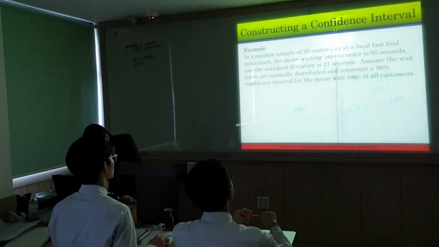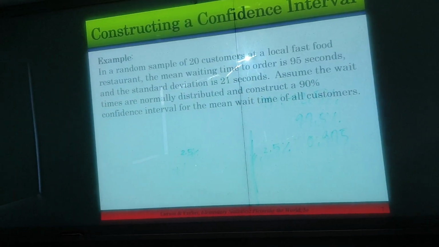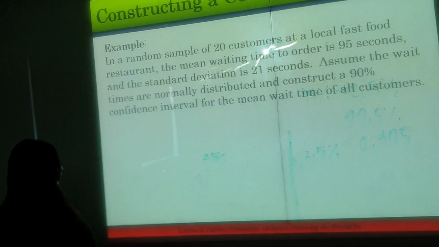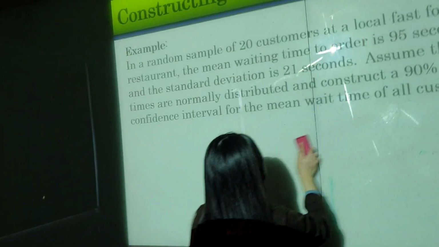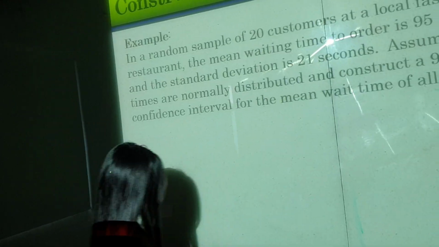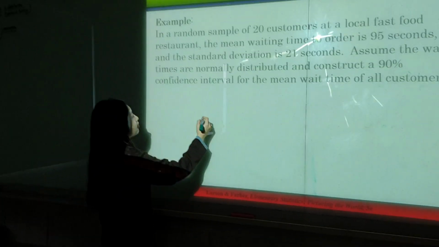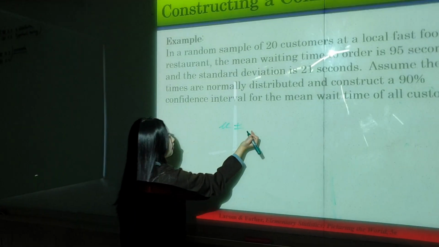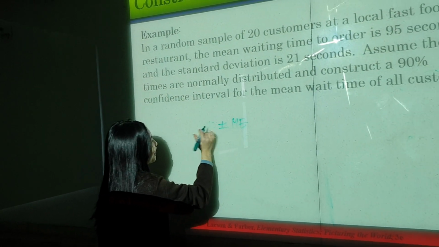So the margin of error. Did we learn margin of error? Okay. A confidence interval consists of a point estimate plus minus margin of error. The confidence interval for the population was mu plus minus margin of error, now with x bar.